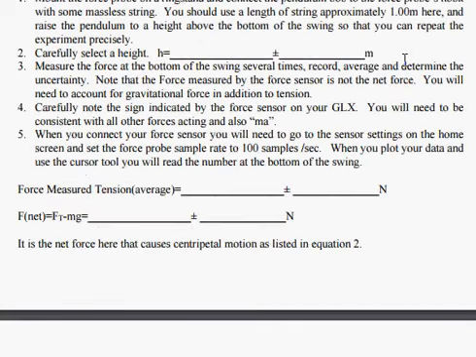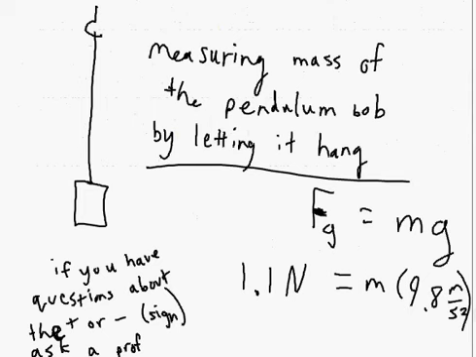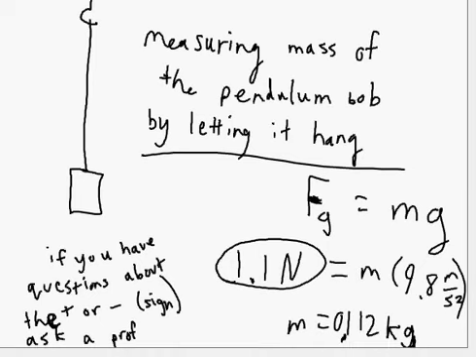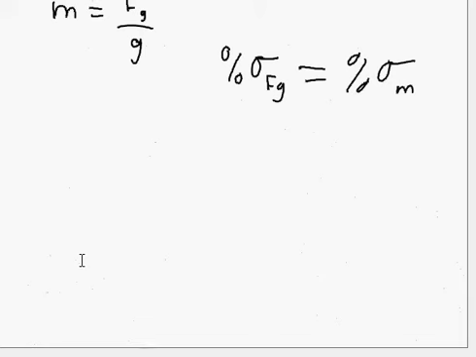So you measured the mass of the pendulum bob by letting it hang, and a typical value would be 1.1 newtons for the force of gravity, and then you divide it by 9.8 to find the mass. So that gives you the mass, and the percent uncertainty on Fg will be the same as the percent uncertainty on M. So the question is, what is your uncertainty on Fg?